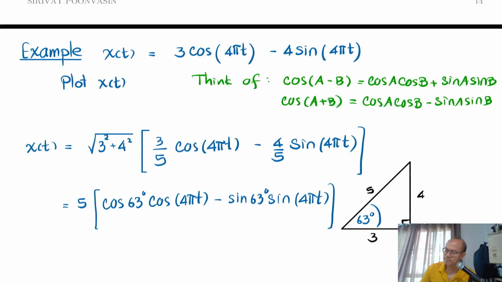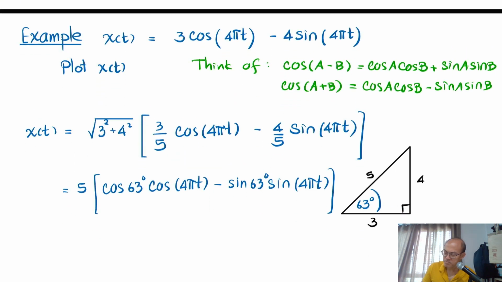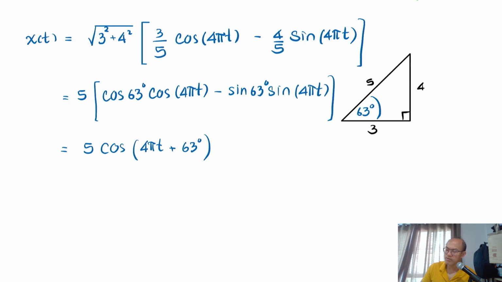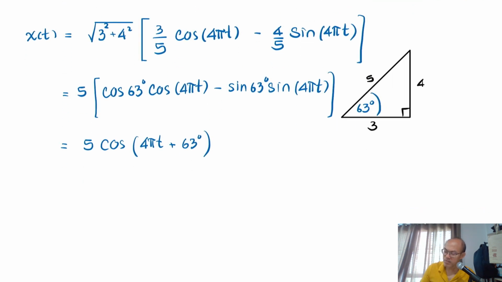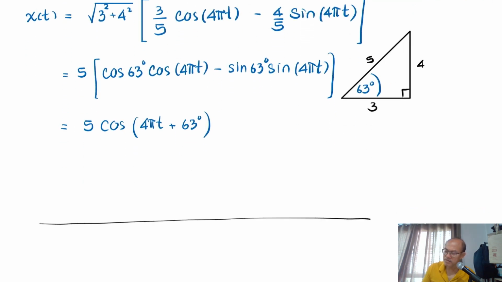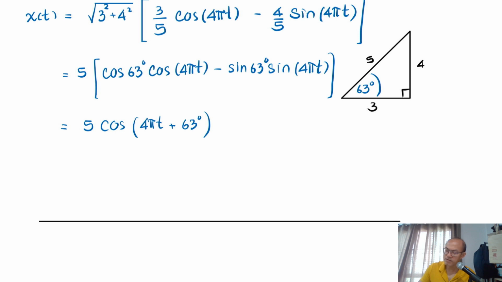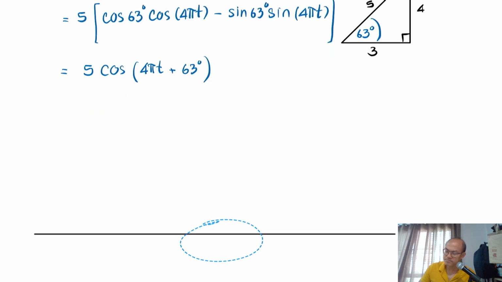63 degrees. So it is 5 times cosine of 4 pi t plus 63 degrees. So this is signal x. So now you can plot the signal x quite easily because it's basically a cosine signal, right? Shifted to the left by 63 degrees. So let's do it. How do we know it's shifted to the left? Now, look at this.